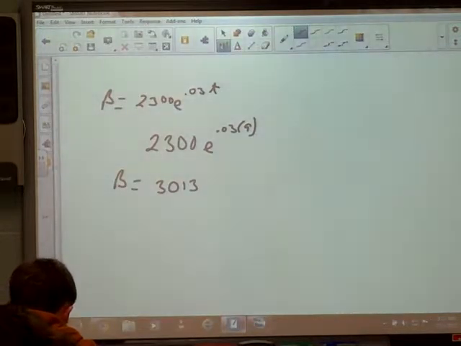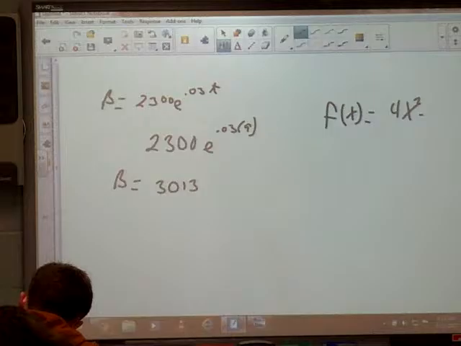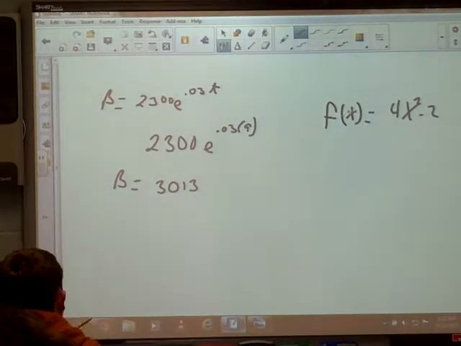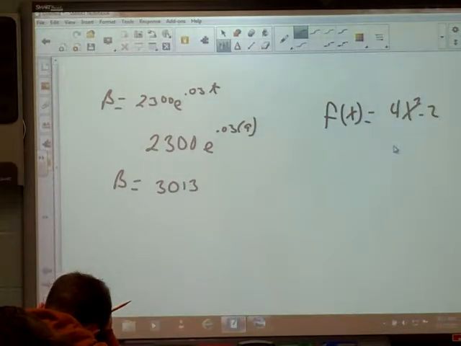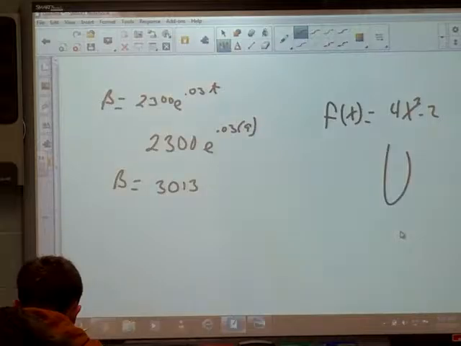Okay, 5, they gave me the function. Okay, so it says f of x on number 5. f of x is equal to 4x squared minus 2. What I know about this, I'm not going to get very specific on it, but I know that this is a parabola that opens up. So it's a parabola that looks like that. How do I know that?